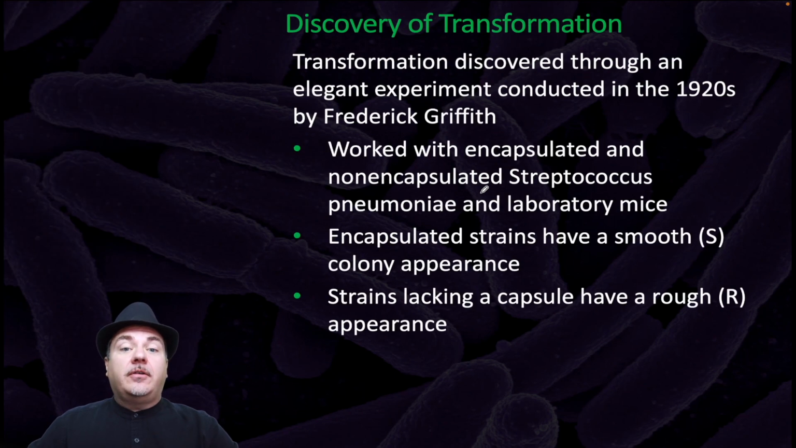How do we discover or learn about transformation? Well, it was discovered through an elegant experiment conducted in the 1920s by Frederick Griffith. He worked with encapsulated and non-encapsulated Streptococcus pneumoniae and laboratory mice. Encapsulated strains have a smooth colony appearance. Strains lacking a capsule have a rough appearance.